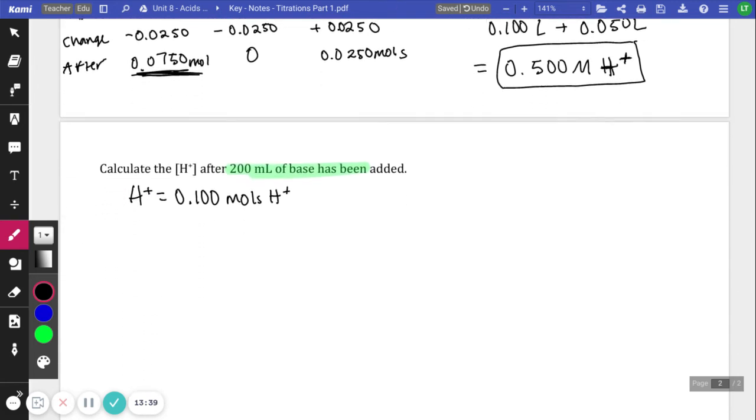But instead, we are now changing our base. So for our hydroxide, to figure out how many moles of hydroxide we have, 0.200 liters times our 0.500 molarity. So 0.2 times 0.5, so that should give us 0.1.